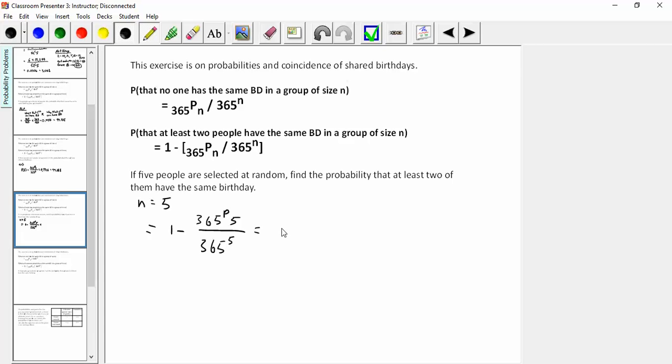And I did this math. Where is it? Problem number 5. Here we go. That is 1 minus 0.9729. And that equals 0.0271, or 2.71% chance that those 5 people you gathered up randomly, there's almost a 3% chance that 2 of them have the same birthday.